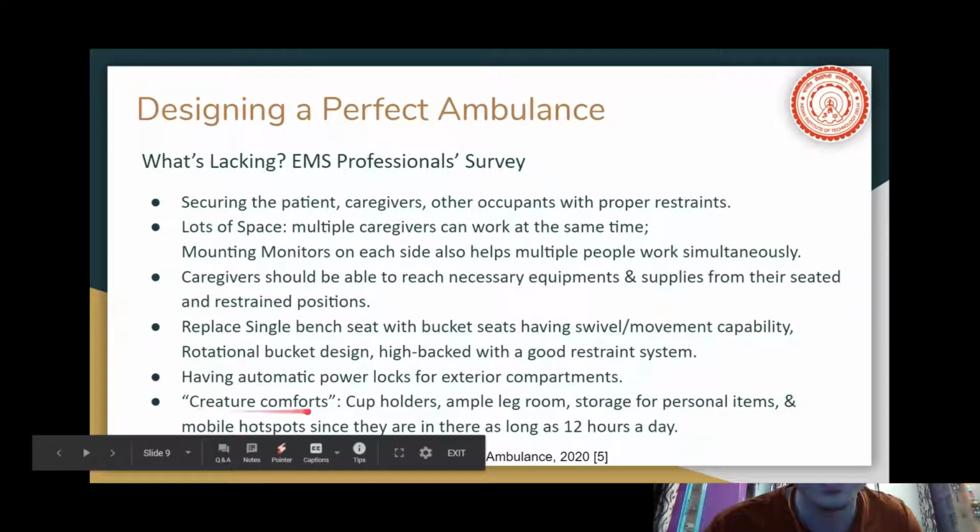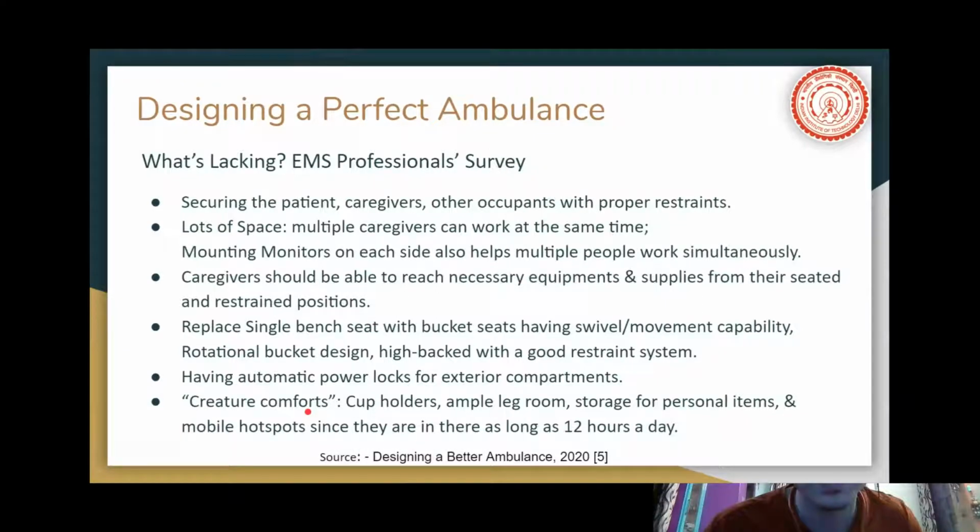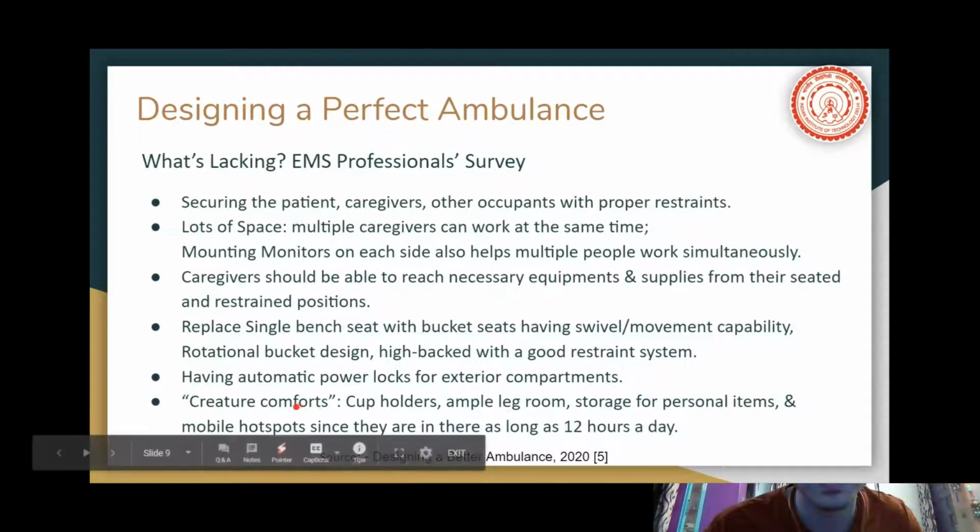And the last point being creature comfort. Creature comforts means whatever the people sitting inside the ambulances, apart from the patients, the EMS personnel, for their comfort, they suggested that maybe these things can be added. So they suggested cup holders, ample leg room, storage for personal items, and mobile hotspots.